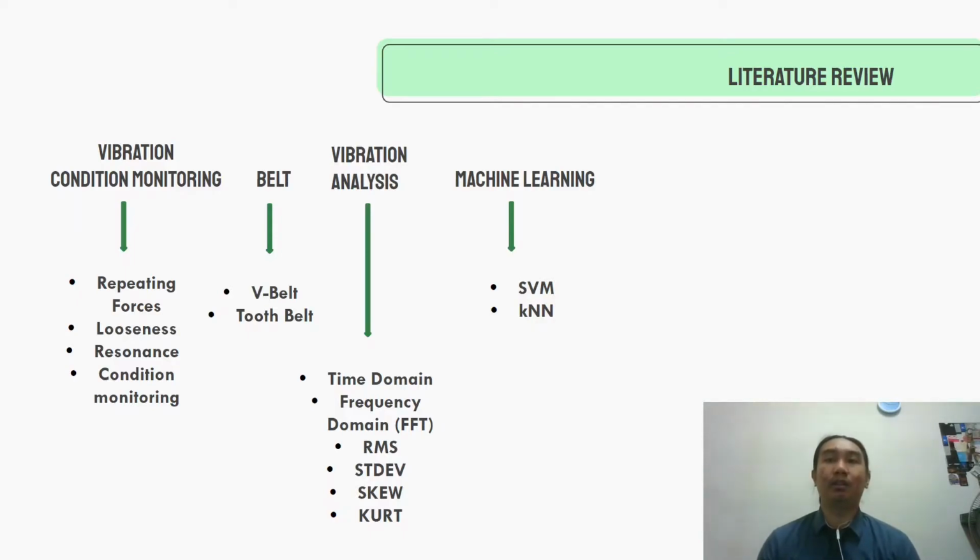And then lastly, in the literature review is machine learning, of which there are two, SVM and KNN. Machine learning is usually referred to as model performance or performance optimizer. Support vector machine, SVM, is a supervised AI model that utilizes a classification algorithm for two-group classification problems.